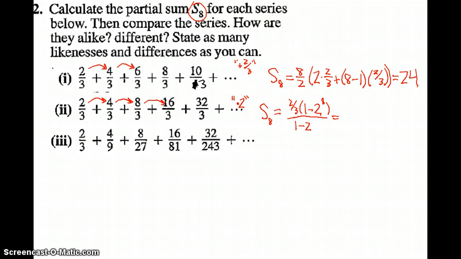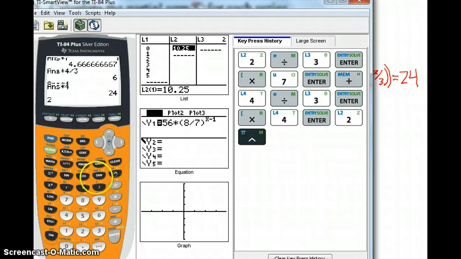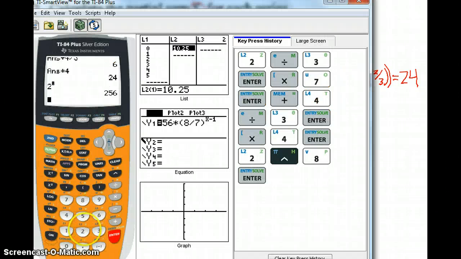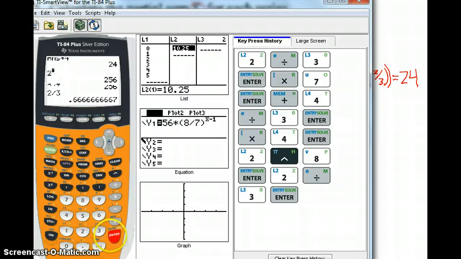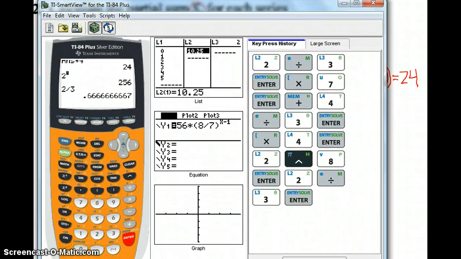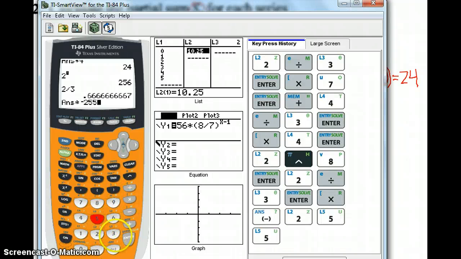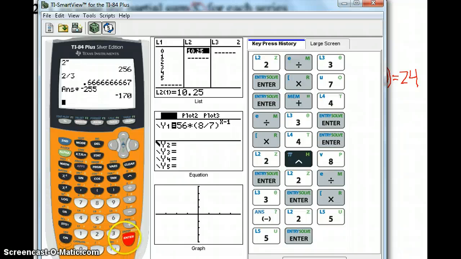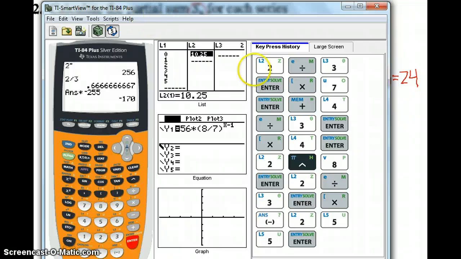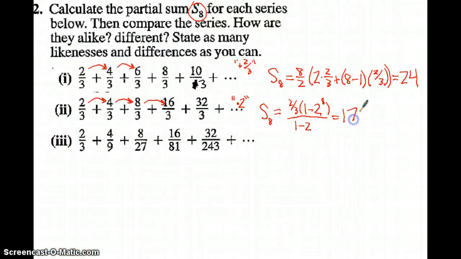All right, 2 to the 8th power. I don't remember that. I should, but I don't. I want to say 500. Nope, 256. So we have 2/3 times 1 minus 256, which is negative 255, divided by negative 1, which would be positive 170. Okay, this is positive 170.